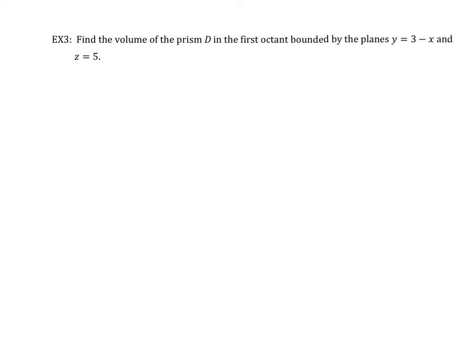First thing you should note is we're finding a volume, not a mass. So remember, when we find volume using triple integrals, what we're finding is an integrand of 1. Now this is a prism, so to find the volume of a prism, I could simply use geometry. So let's think about what this shape is.